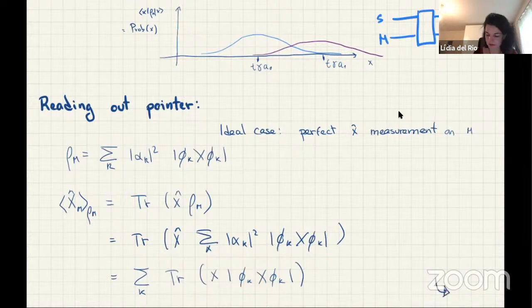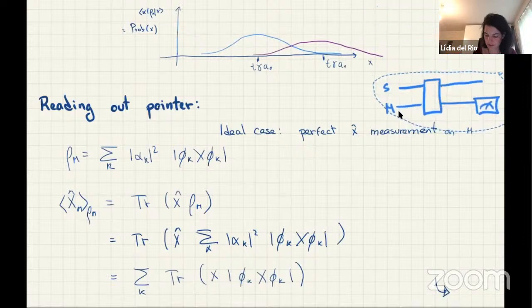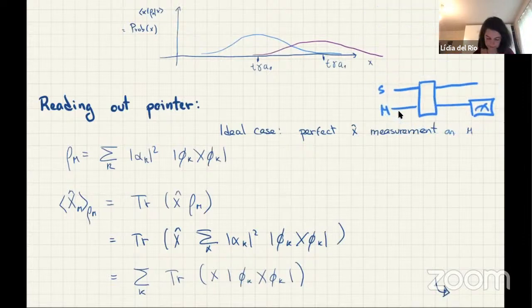And I notice now that on YouTube you cannot see all of this diagram. So yeah. Okay.